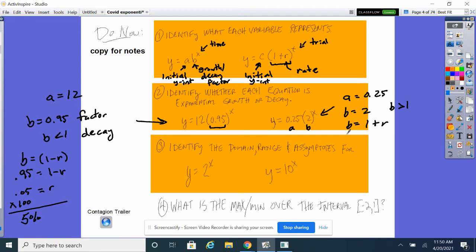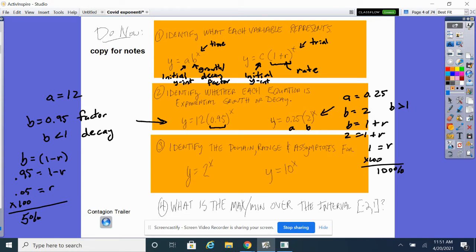So what would r be in this case if b was 2? 1 plus what is 2? Well, that means r is equal to 1. Multiply it times 100. That means your rate is 100% growth. So things are doubling in this situation. So I go back to my bank and find that I have 50 cents, then maybe $1, and so on.